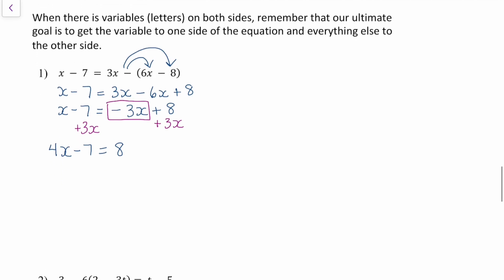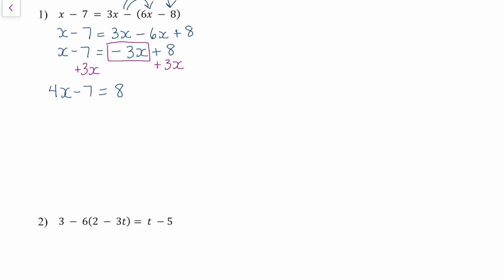I have my x being multiplied by a 4 and subtract a 7. I'm going to deal with the subtraction first by adding 7 to both sides. So I get 4x equals 15. And then I'm going to get rid of this multiply 4 by dividing by 4. And I get x equals 15 over 4.